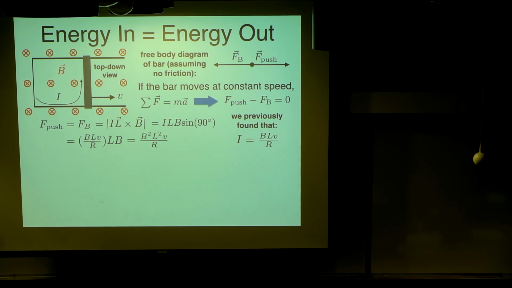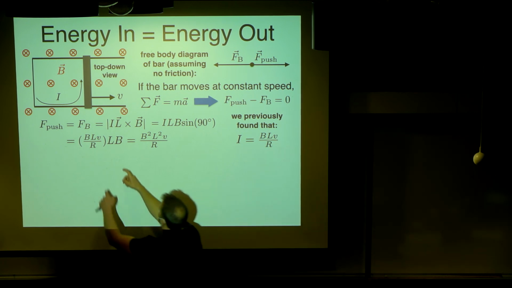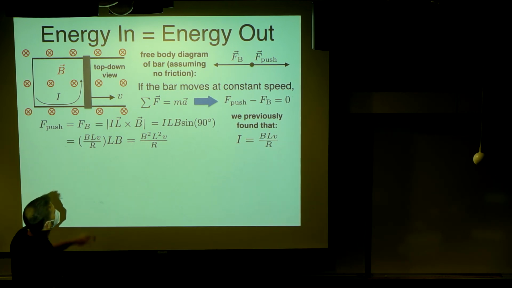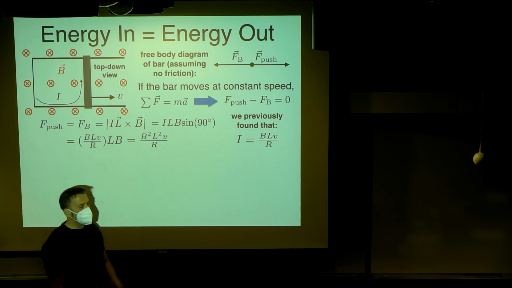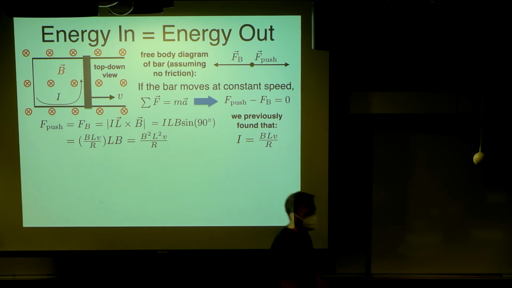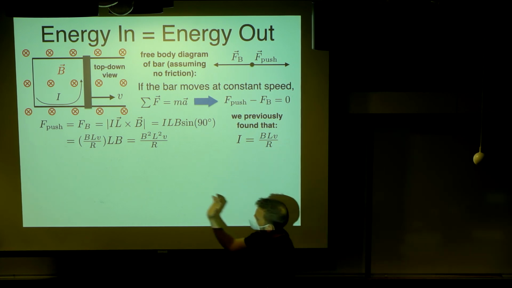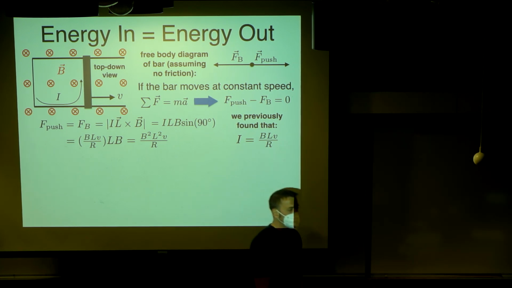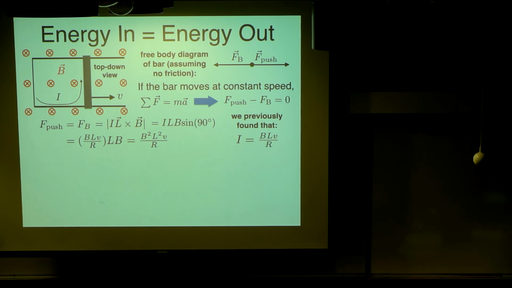So to put this in a more compact way, we have 2 factors of B on top, so we have B squared. We have 2 factors of L, so we have L squared. We have 1 factor of V, and then on the bottom we have 1 factor of R. So that's what we have, B squared times L squared times V divided by R. That's the force you have to push with to get the bar to move at some constant speed.